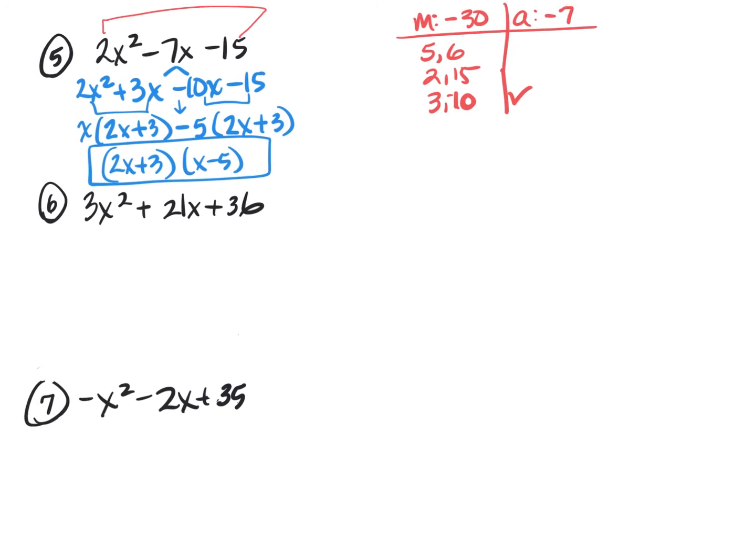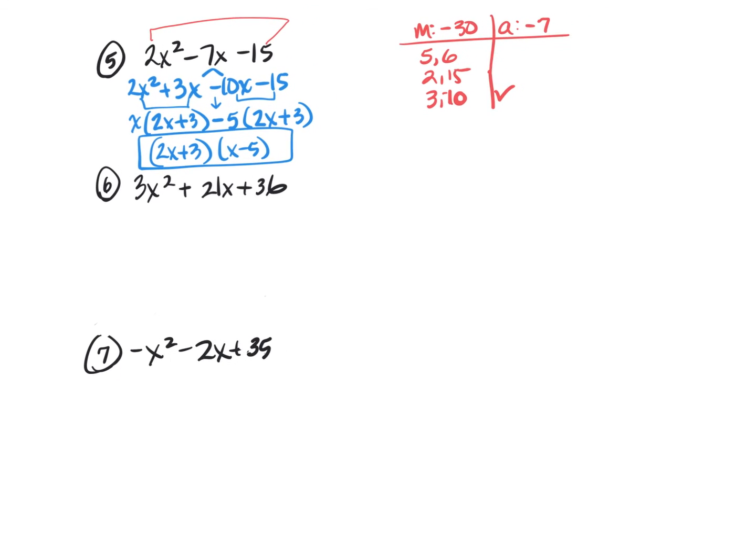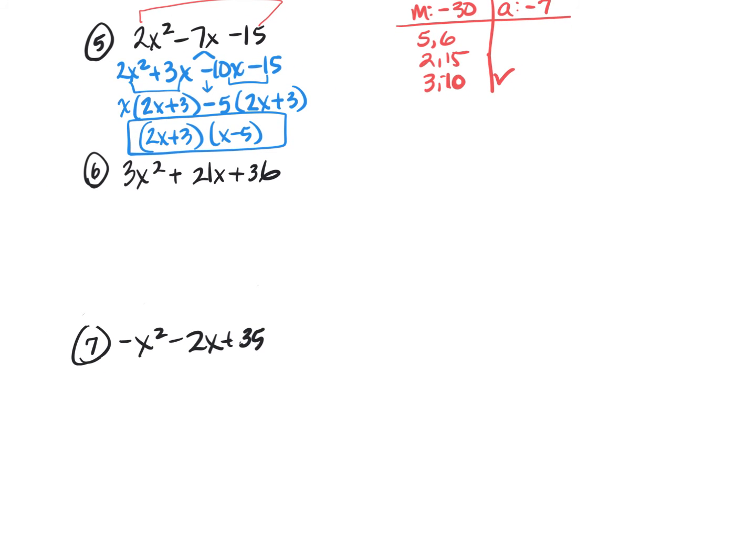Now, look at number 6. We could jump right into this, but I want you to remember what I told you before: always check for a GCF, because that can make your life so much easier. GCF first. Is there something that all three terms can get factored out? Well, hopefully you notice each of these terms is divisible by 3. So if I take out a 3, I'll have x squared plus 7x plus 12.